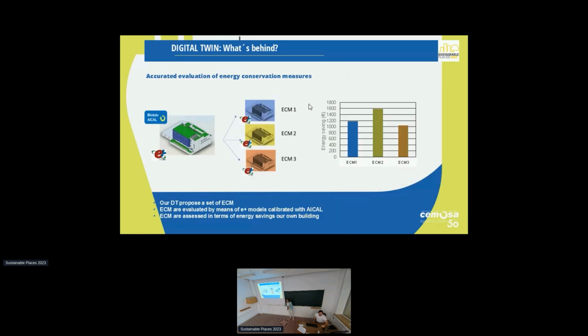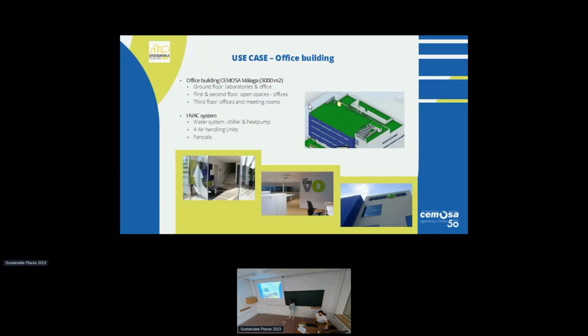Our digital twin also proposes different energy conservation measures, which we simulate using the energy boost model and the very precise calibration of the building. And so we can analyze different energy conservation measures and compare, for example, in relation to energy saving. So this is also a nice decision support system to define what we want to do to save energy.